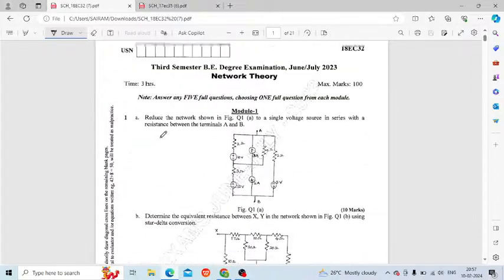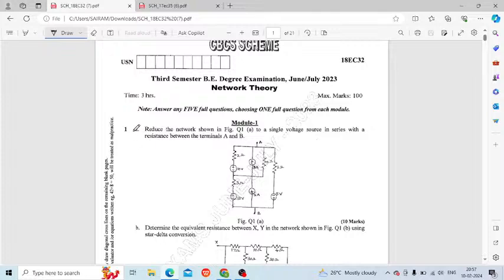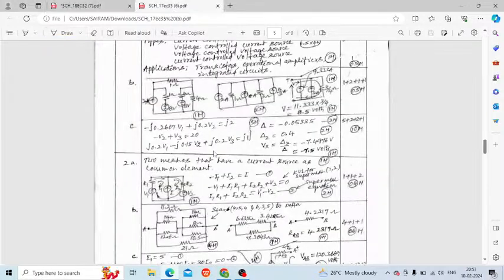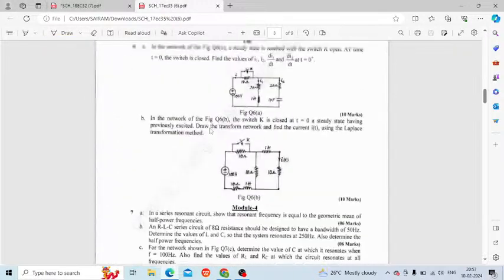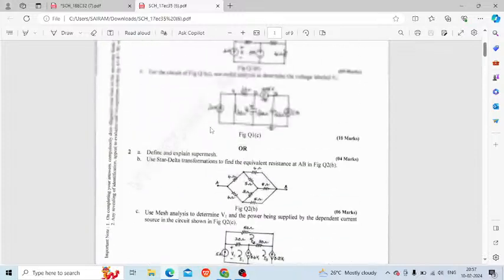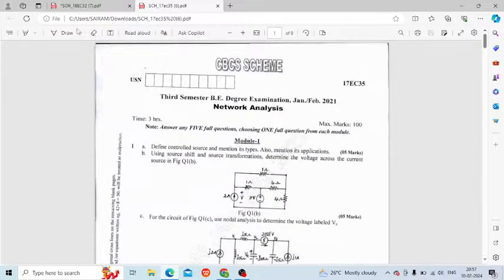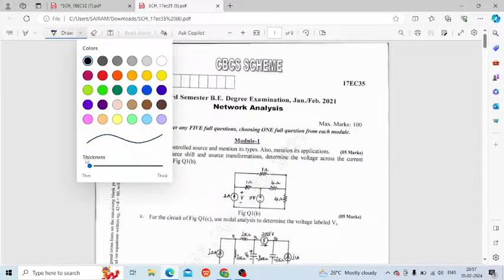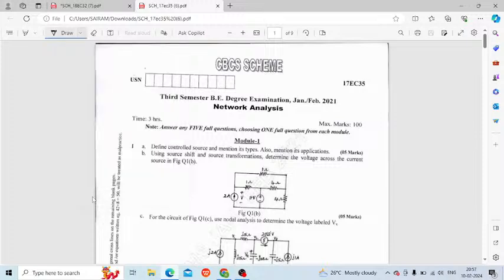So today we are having a discussion on the topic of source transformation. I told you that I would be handling two problems, this particular problem and this particular problem. With respect to this particular problem, there is some glitch, students.